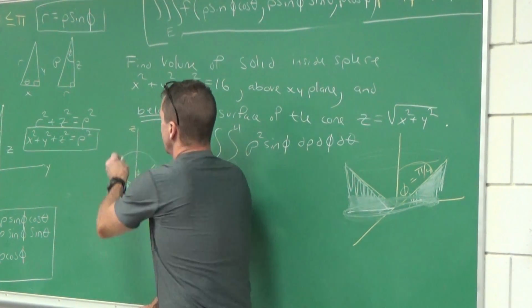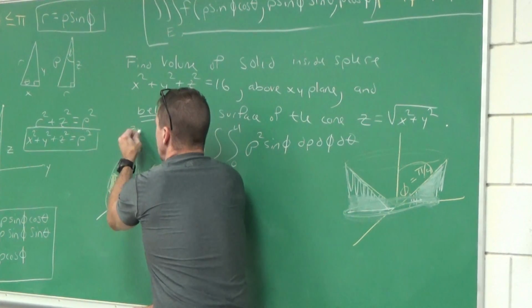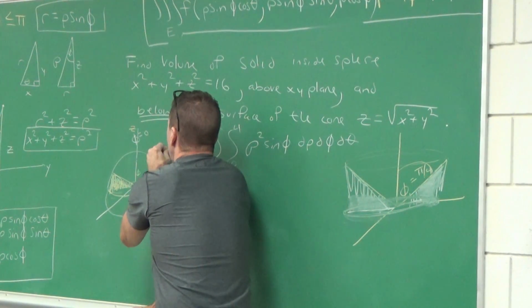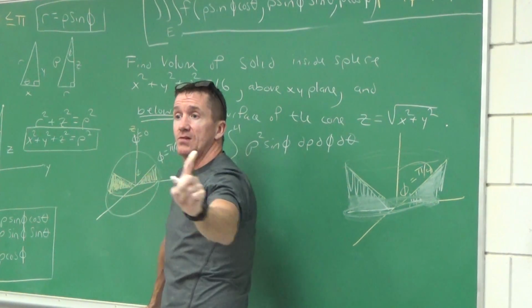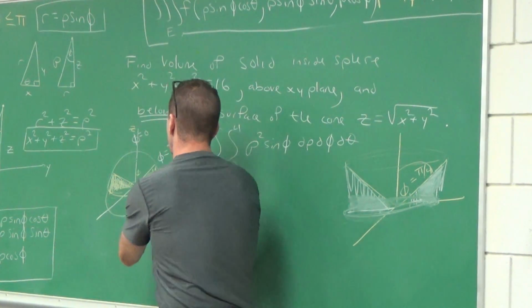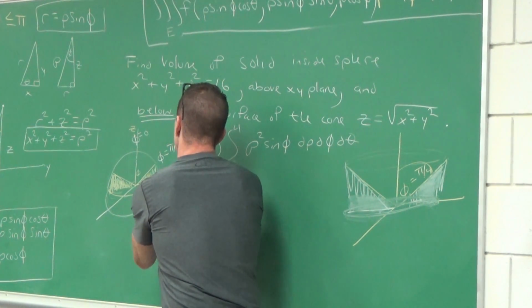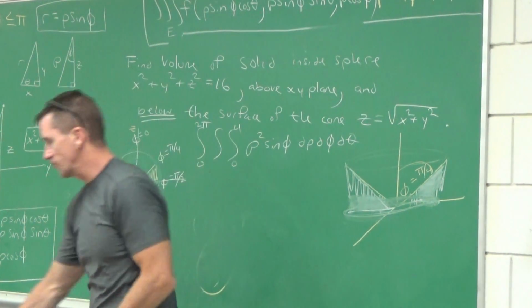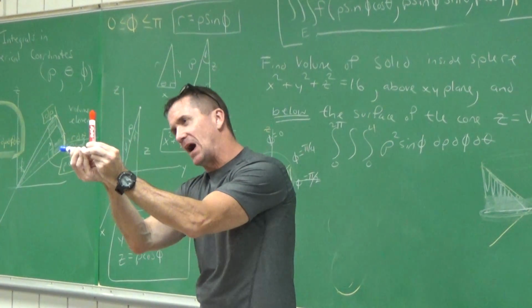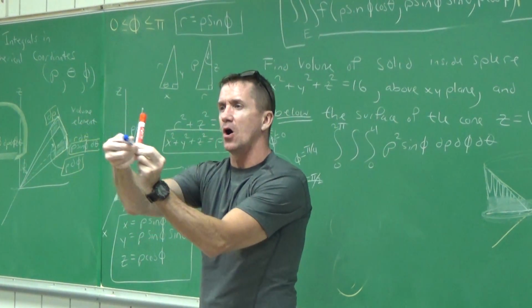So let's label this. What's phi equal to right here? Phi equals 0 up there. What's phi equal to right there? Pi over 4. So that's definitely got to be one of our limits. What's phi equal to right there in the xy plane? Pi over 2. There you go. We just figured out the limits. Excellent. We're going to go from pi over 4 to pi over 2, all the way around.